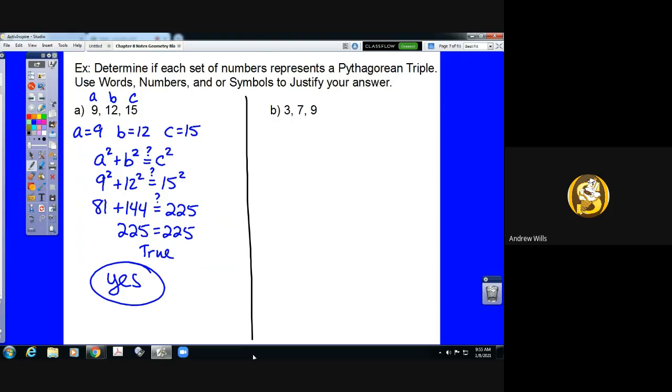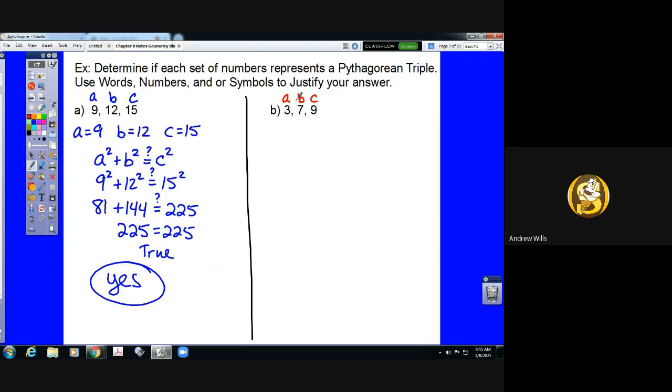let's see how we did. In the chat, tell me which one of those three numbers, 3, 7, or 9, is your C value. Which one of those numbers is your C value? Very good. 9's the biggest. 9 is C. Don't fall into the trap of thinking that the third number will always be C. As you'll see on a later example, that is not the case.